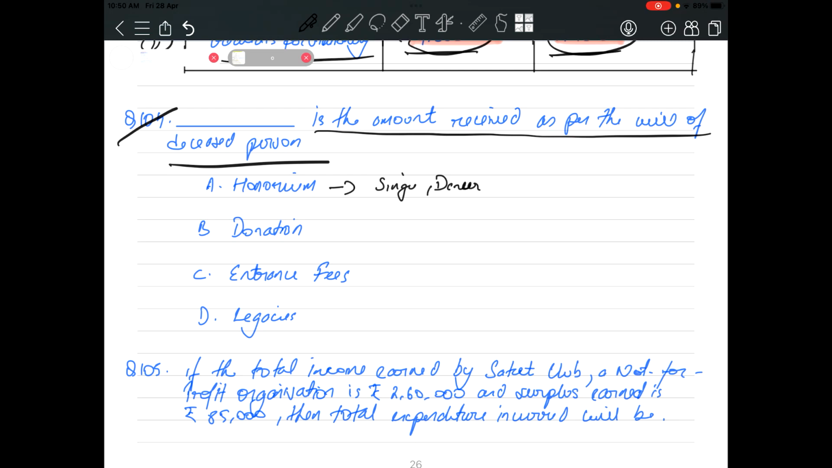So what is honorarium? Payment made to a person for specific service. They are not employees of the organization. What is donation? We have discussed in detail what is donation. Entrance fee. Now what do you mean by entrance fee?